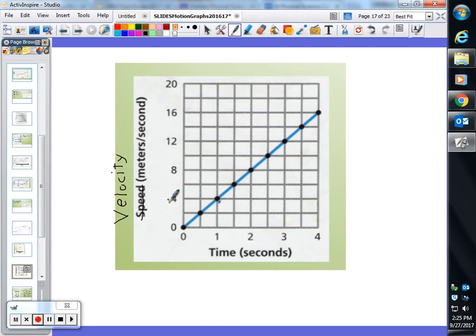Bonus question. It's not worth any points, but it's a harder question, right? What is the acceleration of this object? Talk to the person next to you. What is the acceleration of this object? Go.